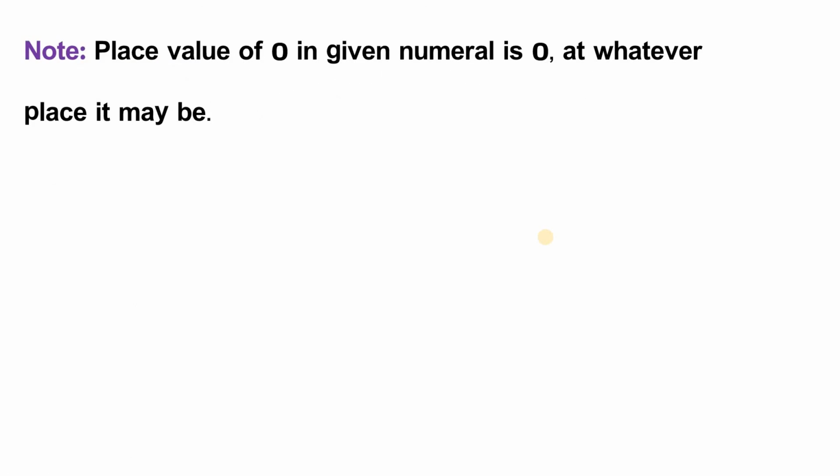Note, place value of 0 in a given numeral is 0 at whatever place it may be. The place value of 0 is always 0. It doesn't change. I will explain you with an example. So I will show you 3 examples: 450, 603, 4053. Okay.